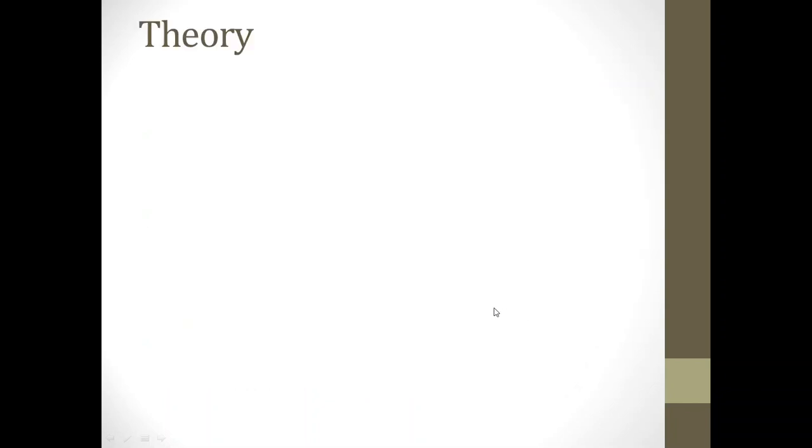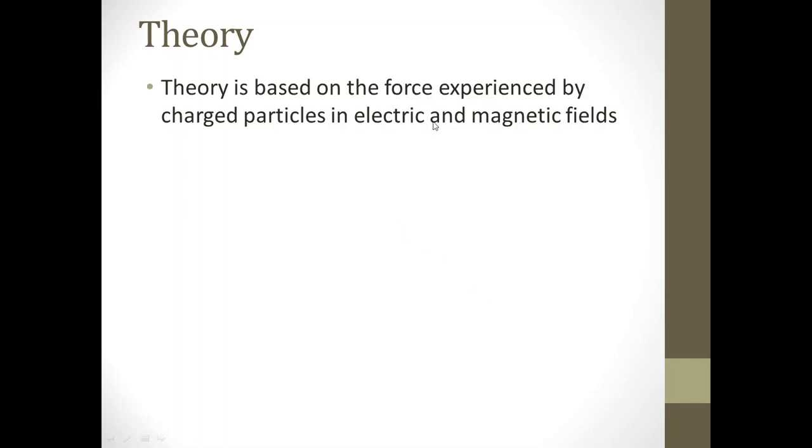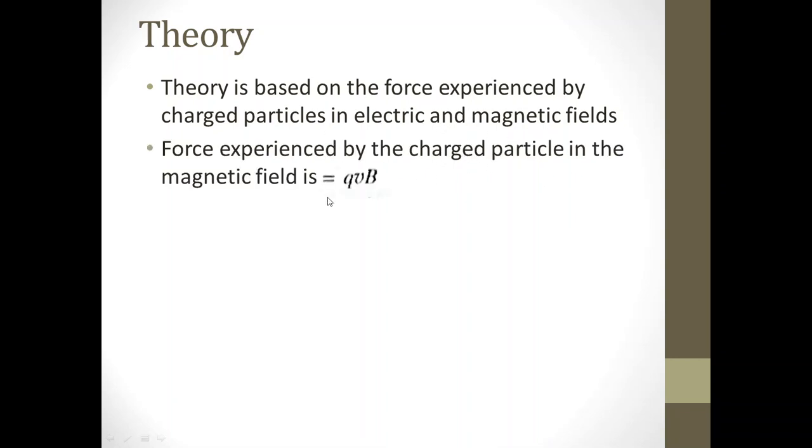So the theory we have to talk about. We have to develop a theory. Basically, the theory means we have to find out the synchronization condition. What should be the frequency of the applied AC so that synchronization is achieved in the cyclotron? So it's based on the force experienced by charged particles in electric and magnetic fields. I'll go a bit fast through this part.